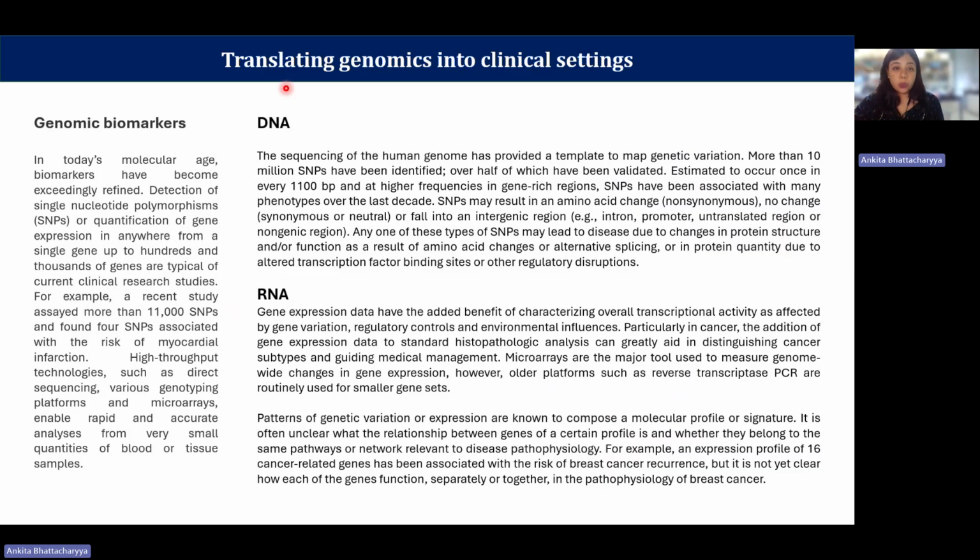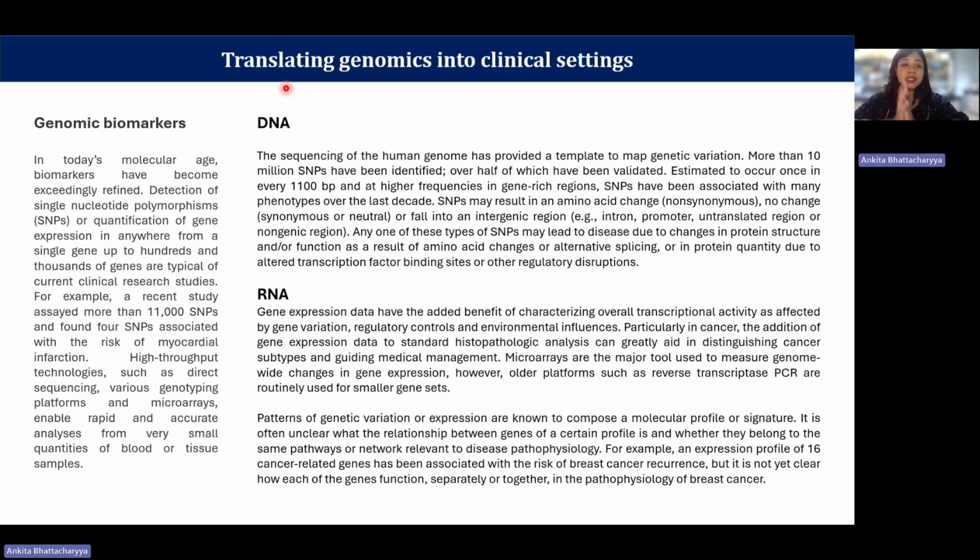SNPs are estimated to occur once every 1100 base pairs and at higher frequencies in gene-rich regions. SNPs have been associated with many phenotypes over the last decade. Sometimes they can cause a single base change which leads to an amino acid change, no change at all, or it might fall into an intergenic region. All of these possibilities persist.